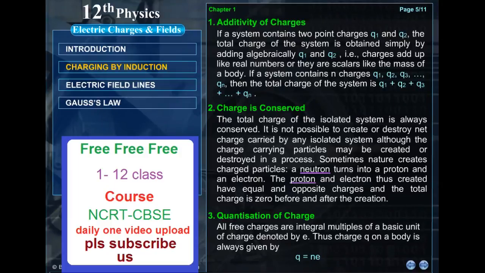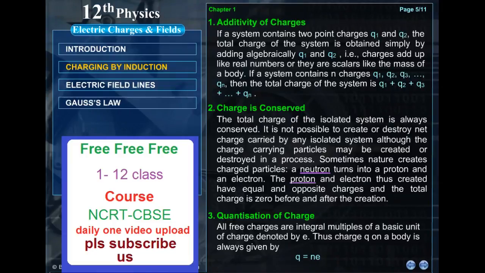Sometimes nature creates charged particles. A neutron turns into a proton and an electron. The proton and electron thus created have equal and opposite charges, and the total charge is zero before and after the creation.